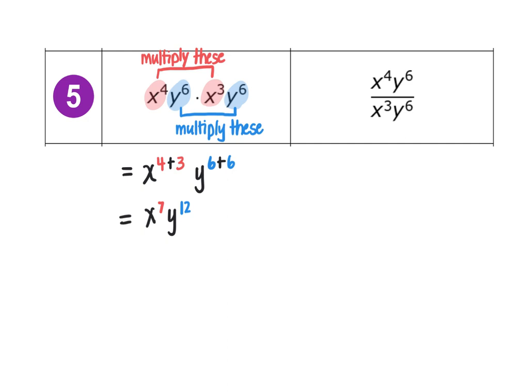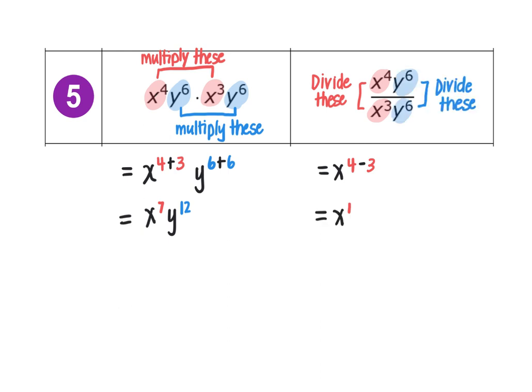So we'll deal with the x to the power of 4 divided by the x to the power of 3 first. This will be like x to the power of 4 minus 3, which is just an x. In terms of the y's, we'll have y to the power of 6 divided by y to the power of 6, which is the same thing as y to the power of 0.